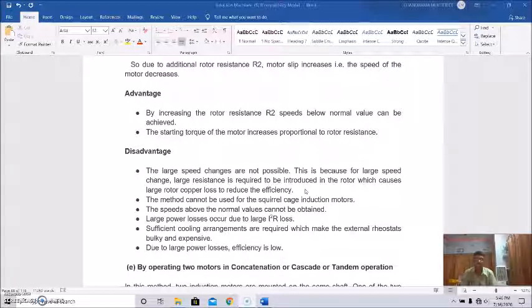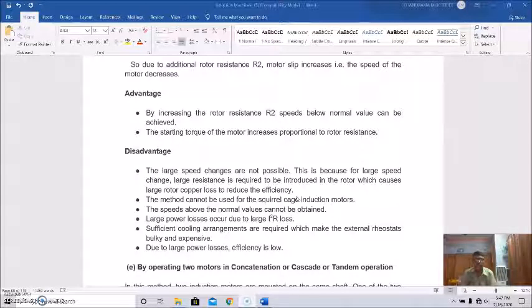And another thing is that speeds above the normal values cannot be obtained. The torque is proportional to S by R2, so the speed will always be reduced from the normal value. It cannot be enhanced from the normal value.